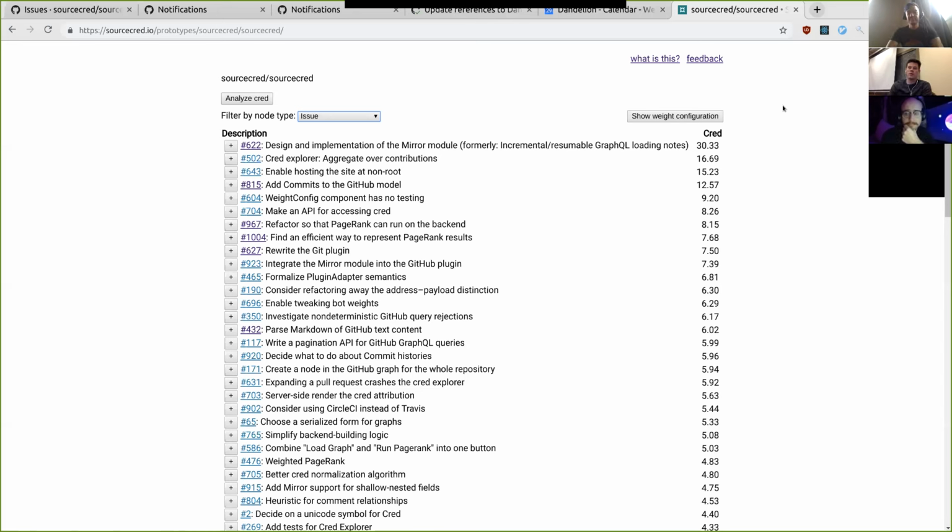How hard is it when things are deleted? I guess right now, when we don't have a system in place to update the graph, we basically just topple the whole thing and re-download everything when we need to create a new graph. No, we do actually update. That's the whole mirror module that we were discussing at the beginning.